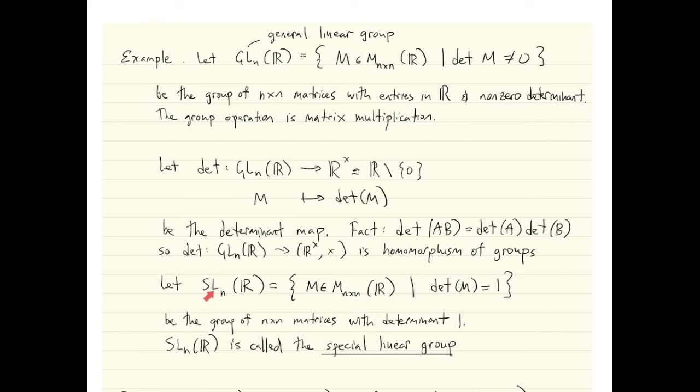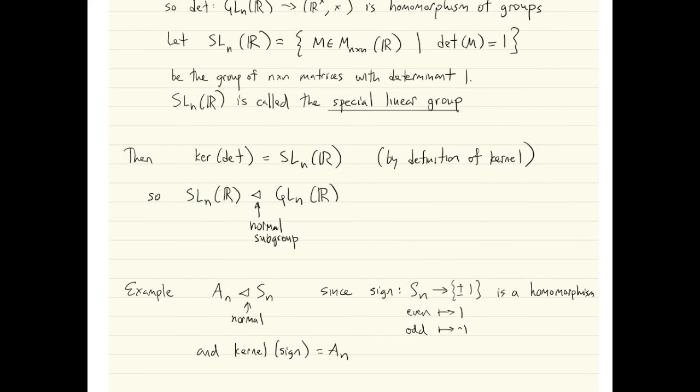Okay, SL stands for the special linear group. These groups, GL_n and SL_n, are very well studied and appear in many places in Lie group theory or in algebraic groups and so forth. So what we have is that the kernel of the determinant function is the special linear group, and so by our theorem, the special linear group is an example of a normal subgroup of GL_n(R).